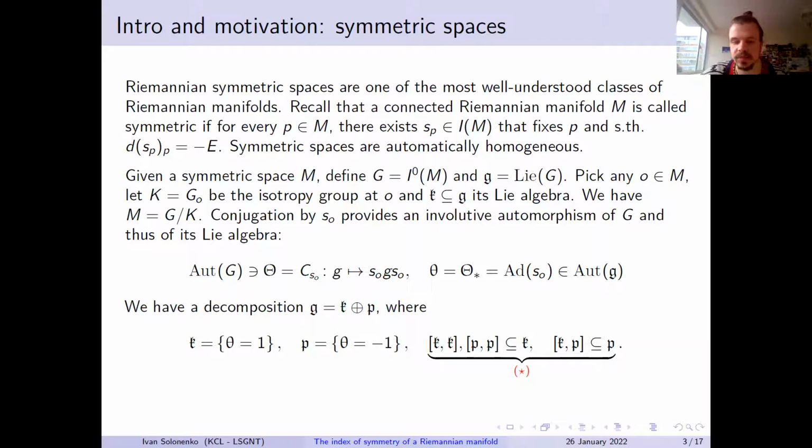And the most important part here will be the relations between K and P, so that the Lie bracket of K with itself or of P with itself lies in K, whereas the Lie bracket of K and P lies in P. The latter, that the bracket of K and P lies in P, basically means that P is a K-module, or a representation of K. And the fact that the Lie bracket of K with itself lies in K just means that K is a subalgebra, which you already know. We will be referring to this with this red star.